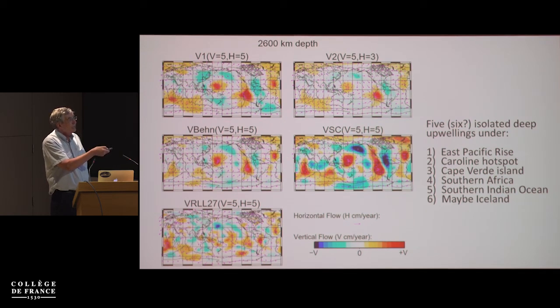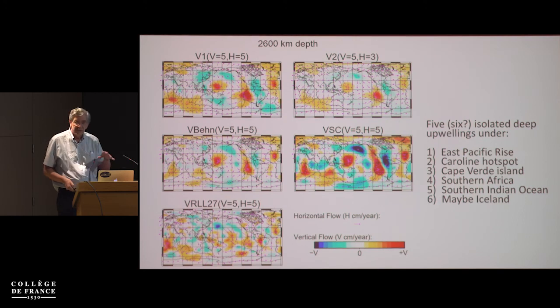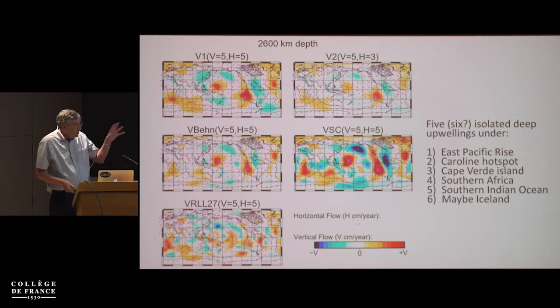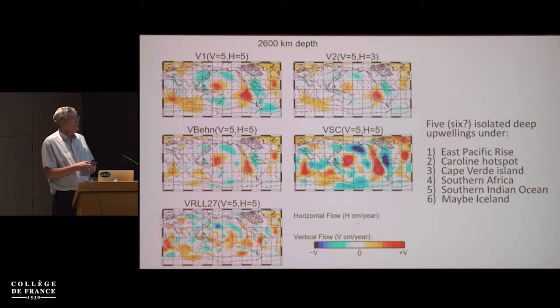And over here in Cape Verde. And I think in some of these models, there's some indication of upwelling under Iceland, though maybe not as strong. So all 4 of the different viscosity models from the approach we've used have these major upwellings in the deep mantle, maybe 6 of them.